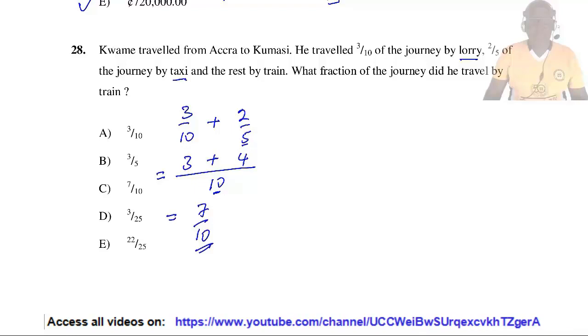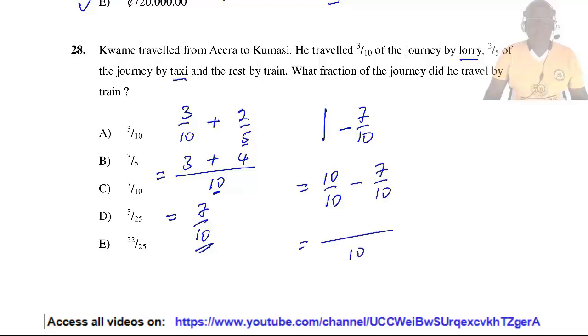Now, to find the distance traveled by train, we shall subtract 7 over 10 from a whole number, that is 1. And this can be written as 10 over 10. 10 divided by 10 equals 1, minus 7 divided by 10. The LCM equals 10. 10 into 10, 1 times 10. And then 10 into 10, 1 times 7. So we shall get 3 over 10. And this is the distance traveled by train. So the answer is A.